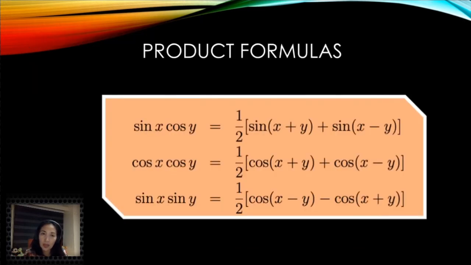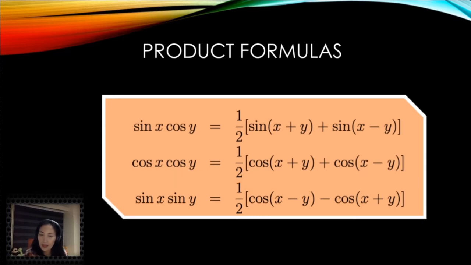The last of our set of identities are the product formulas. For sine x cosine y, it is equal to 1/2 times the quantity sine of x plus y plus sine of x minus y. For cosine x times cosine y, it is equal to 1/2 of the quantity cosine of x plus y plus the cosine of x minus y.